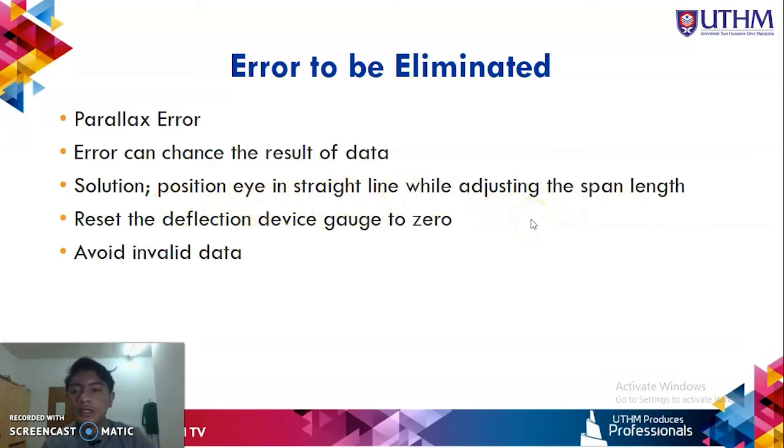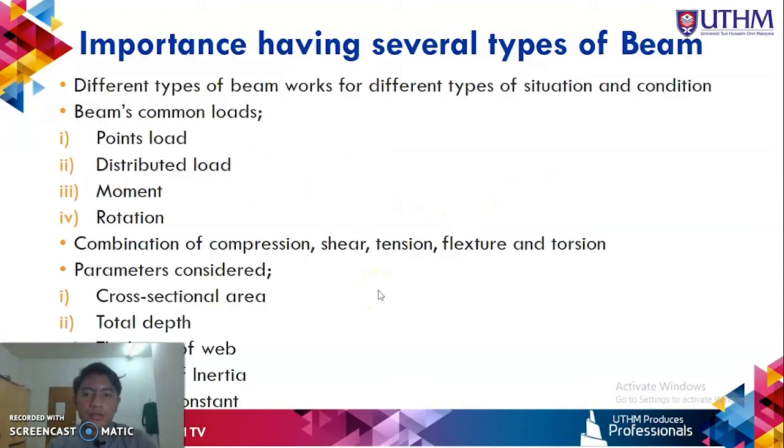Next, we also need to reset the deflection device gauge to 0 before subjecting the beam to loads. This is because the deflection of the beam needs to start at 0. So before we subject the beam to loads, we need to set the deflection device gauge to 0 and avoid invalid data. Next, we are going to discuss the importance of having several types of beam.